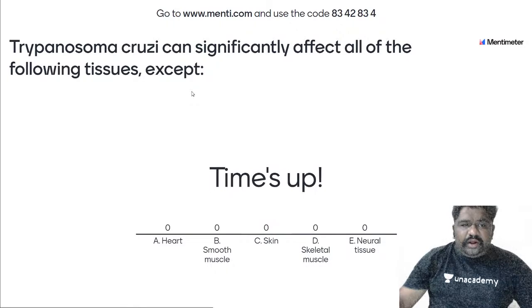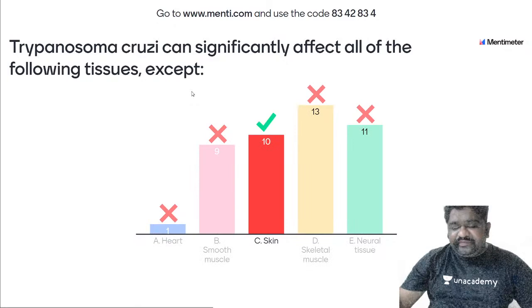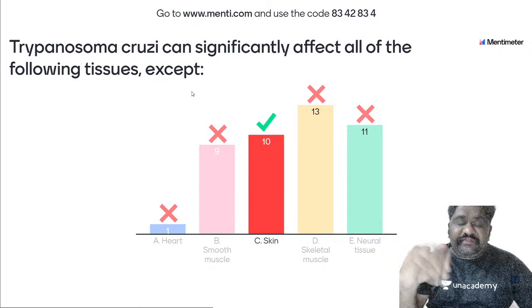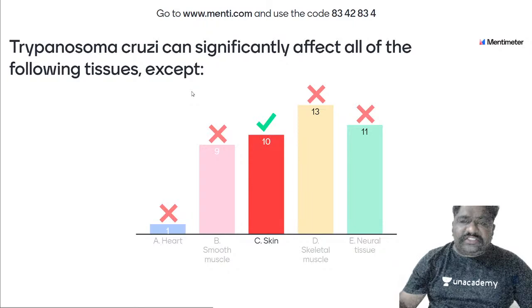I'm sorry. The right answer is skin. Now, this is the tricky part. In the previous question also we saw, toxoplasma cyst is not accumulating in the skin. Likewise, Trypanosoma cruzi is also not known to attack the skin part. Trypanosoma cruzi very well happens to attack heart, smooth muscle, skeletal muscle, and neural tissue. In the heart, it is capable of causing cardiomegaly. In the neural tissue, it can destroy. Yes, in the neural tissue, it can easily destroy.